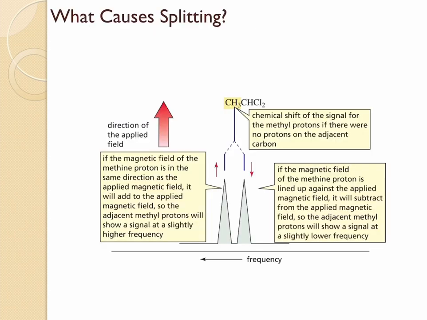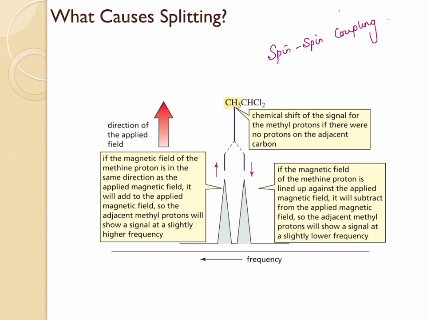Now, the next important question that we needed to answer is what causes splitting? Splitting occurs when different kinds of protons are close enough for their magnetic fields to influence one another, and this situation is called spin-spin coupling. Now let's say you have these methyl protons. These methyl protons will be affected by the magnetic field of the methine proton. The magnetic field of this methine proton can align with the field or against the field.